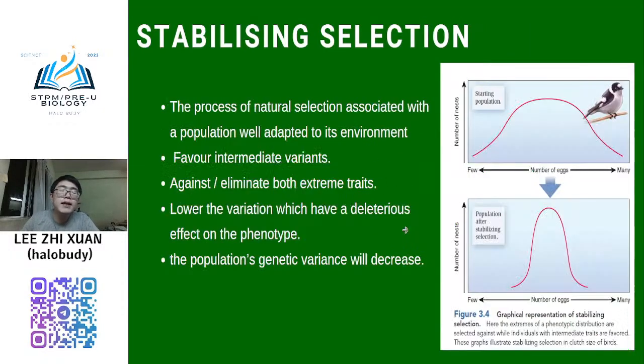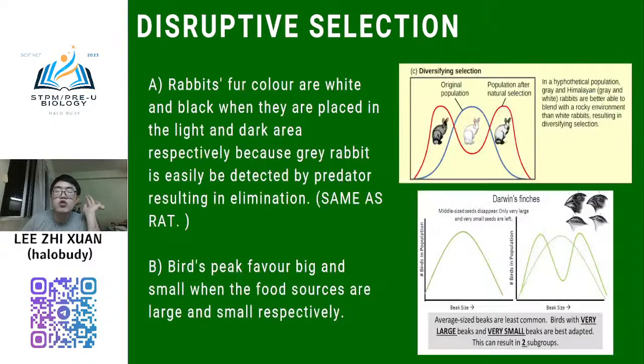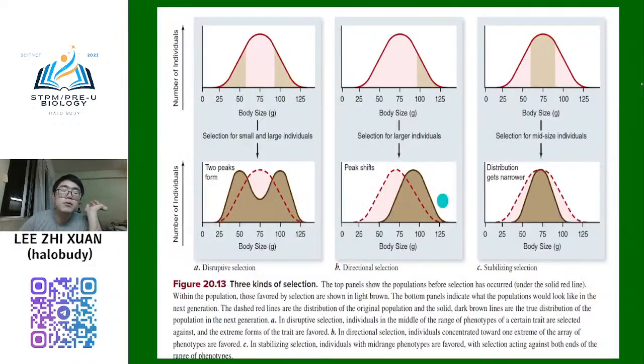So there are many types of natural selection. This one is very famous. There are three graphs, right? You already learned these three graphs.